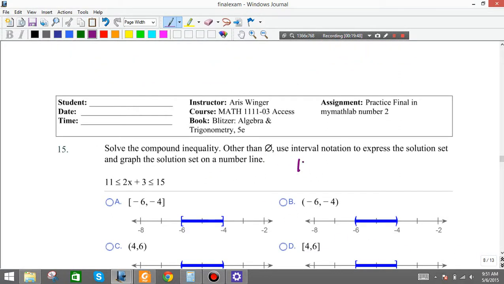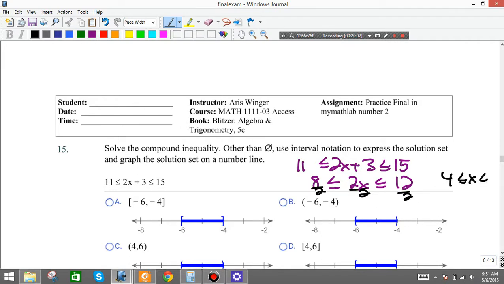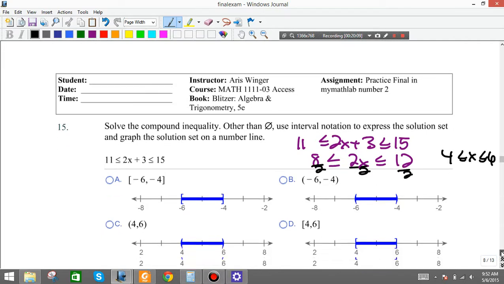Solve the inequality. 11 is less than or equal to 2x plus 3, which is less than or equal to 15. Subtract 3 on both sides. 8 is less than or equal to 2x, which is less than or equal to 12. And then divide everything by 2. 4 is less than or equal to x, which is less than or equal to 6. That's the interval 4 to 6. That is D.